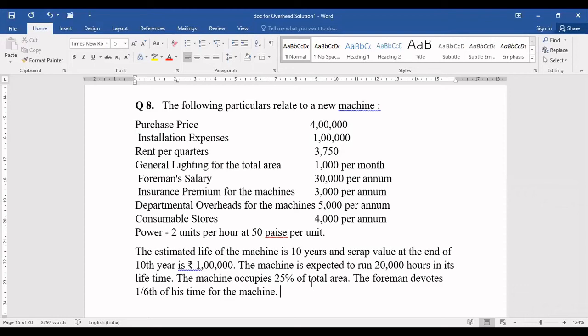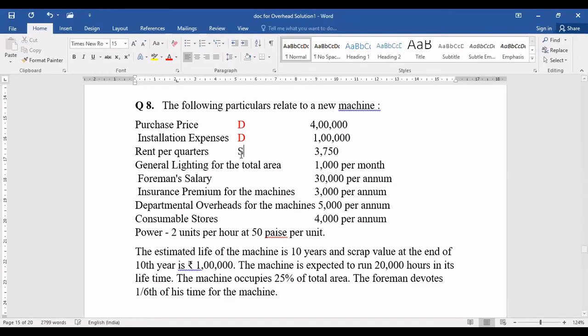The machine occupies 25% of total area. The foreman devotes 1/6 of his time for the machine. And bacha, now let us quickly decide which expenses are of standing nature and which expenses are of running nature. Correct? Now this first, purchase price and installation, will help you to calculate depreciation. Yes or no? Yes, sir. So that depreciation finally will come in running charge, na? Now, rent, come on, tell me, rent is standing or running?